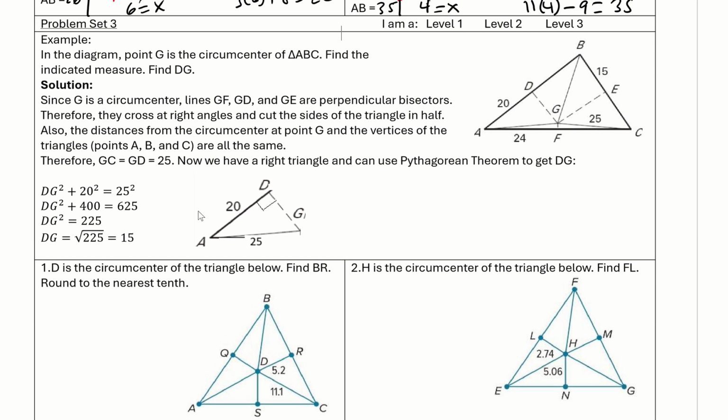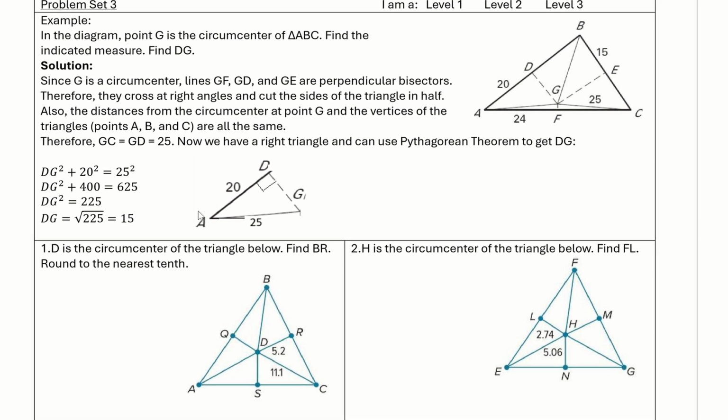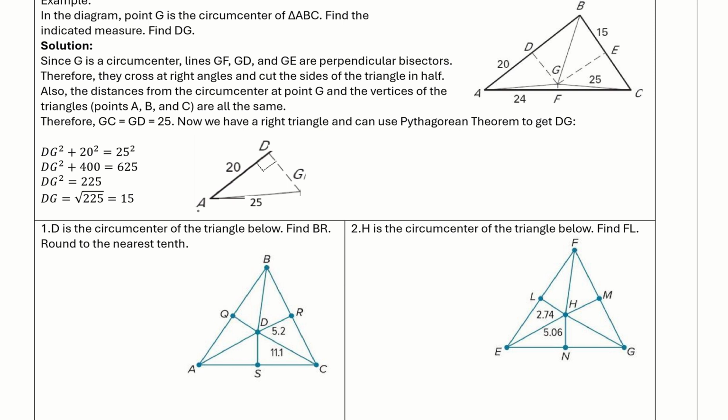So problem set number 3 refers to circumcenters. So we take 3 perpendicular bisectors and they cross at something called a circumcenter. Okay, so it says point G is a circumcenter, and therefore we have perpendicular bisectors. So these dashed lines are perpendicular bisectors that cross the sides of the triangle at a right angle, and it bisects the sides, right? So they're the same on both sides.